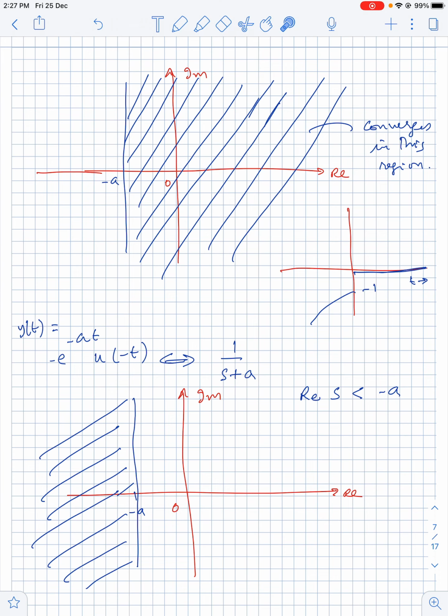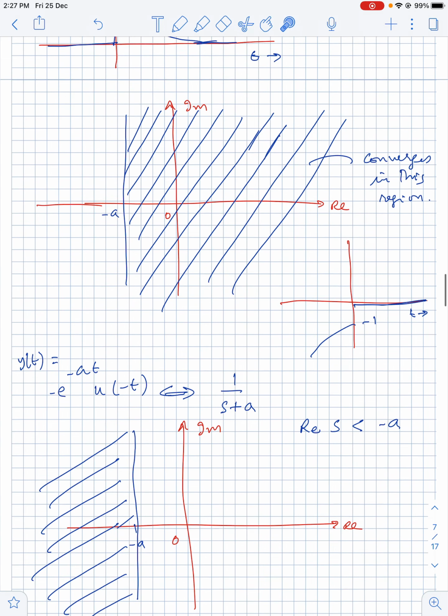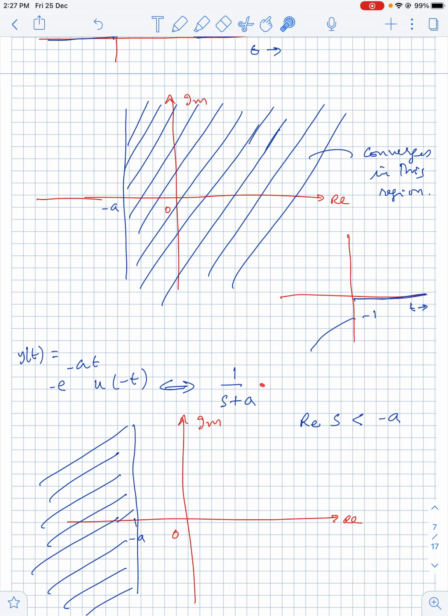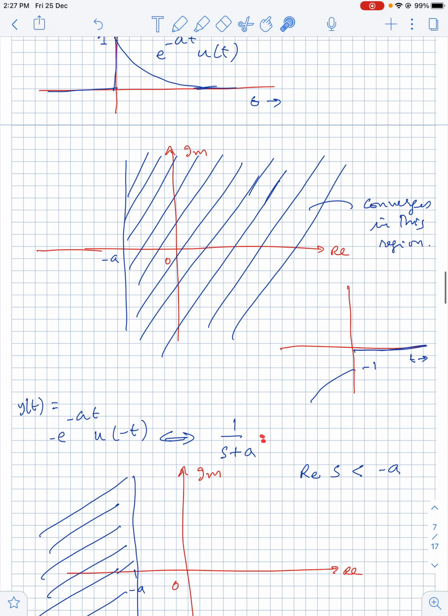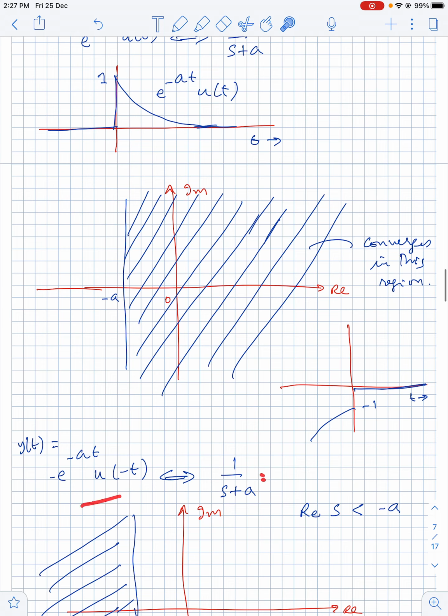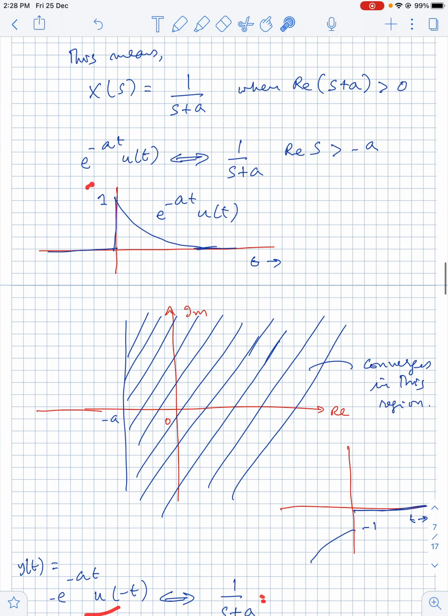My minus A is here, this is my 0. So the ROC for this particular signal is this expression, but the ROC is on this side of A, whatever values are less than minus A. So what I'm trying to tell you is that the expression for the Laplace transform for this signal as well as this signal is the same. It is 1 by S plus A.